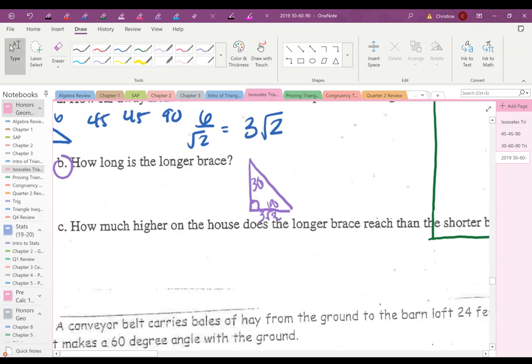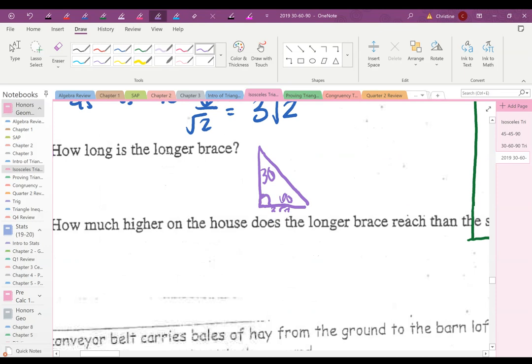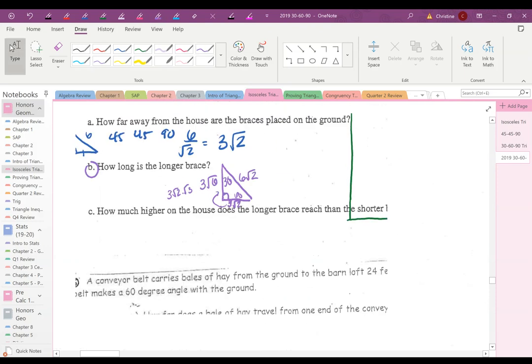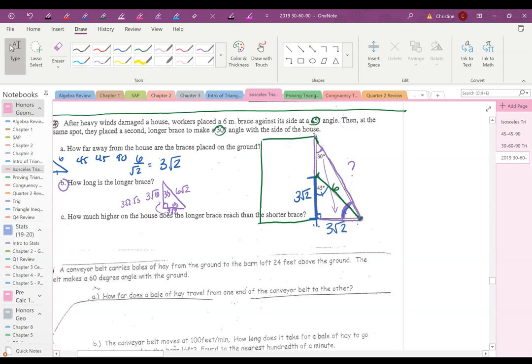I'm just going to go ahead and get all of the sides. So let me just get the hypotenuse first because that's easiest. I'm just going to double this and get 6 root 2. And then to get the long leg, remember I'm going to do 3 root 2 times root 3. And I'll get 3 root 6. So that means that the entire house is 3 root 6. The brace itself is 6 root 2. So how long is the longer brace? It is 6 root 2. And these are meters.